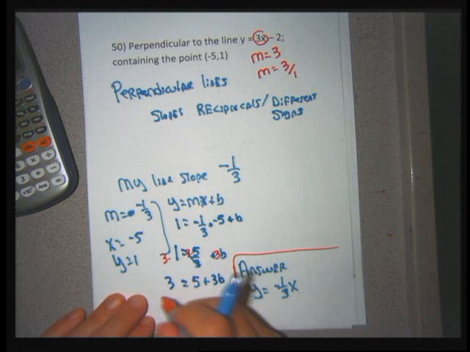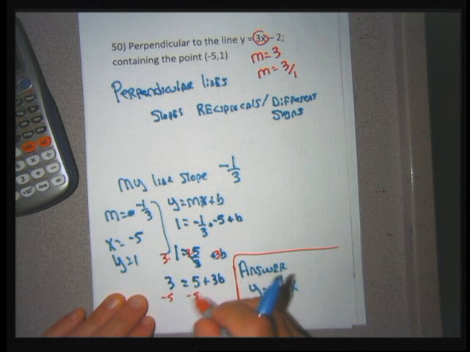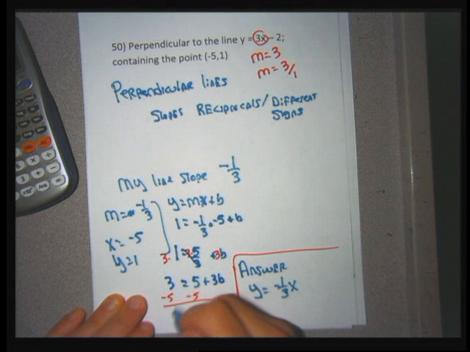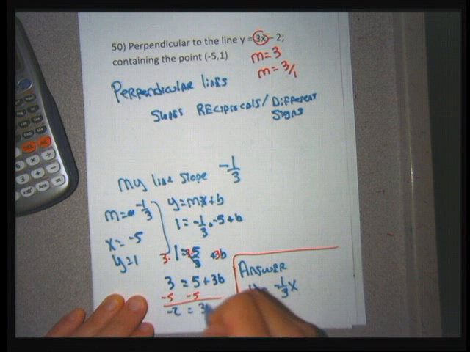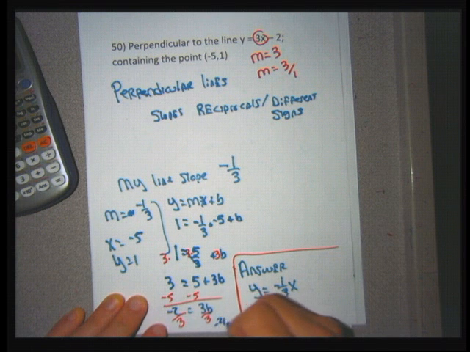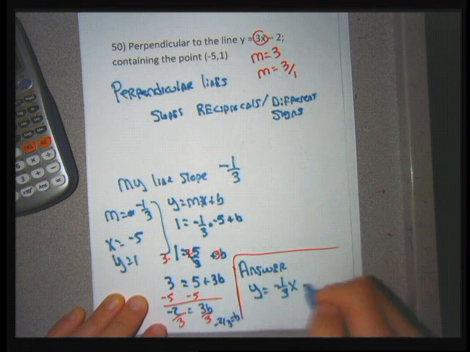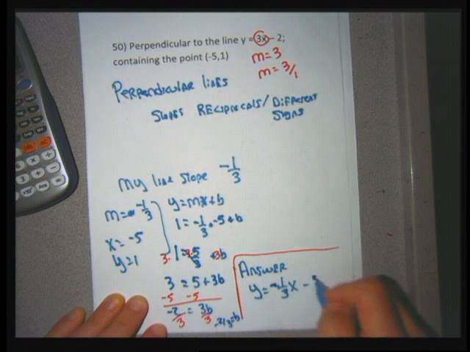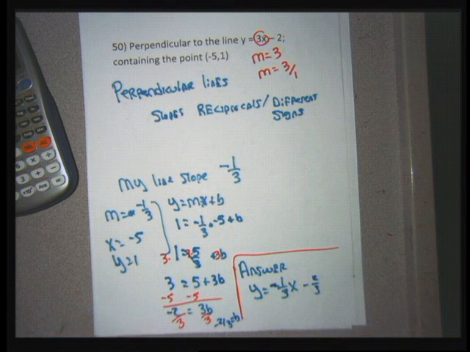I'm going to minus 5 and divide by 3. When I minus 5, I get -2 equal to 3b. And I'm going to divide by 3 and get -2/3 equal to b. And I'm going to write that -2/3 in my answer. So the equation of the line that's asked for in problem 50 is y equals -1/3 x minus 2/3.